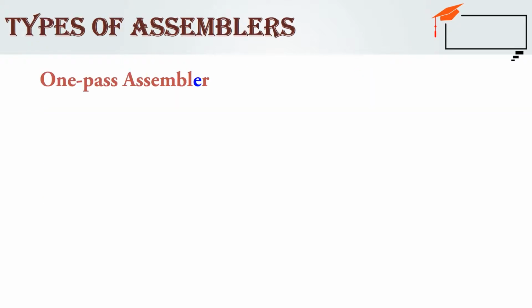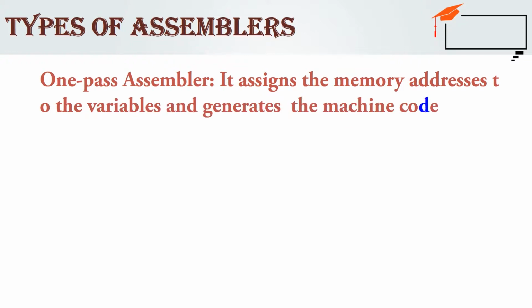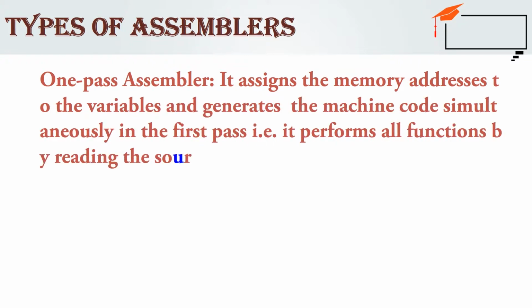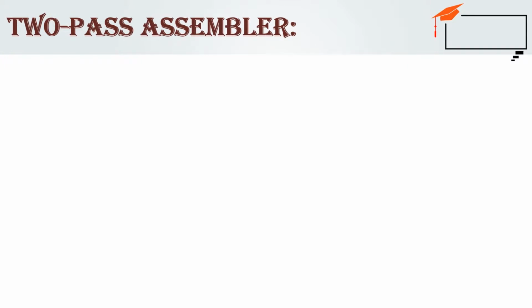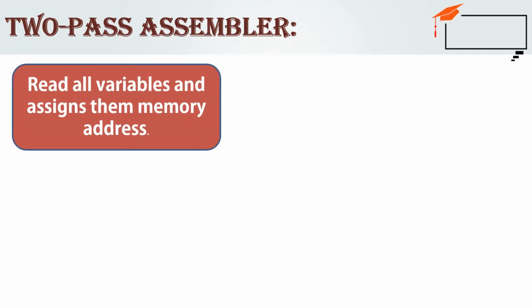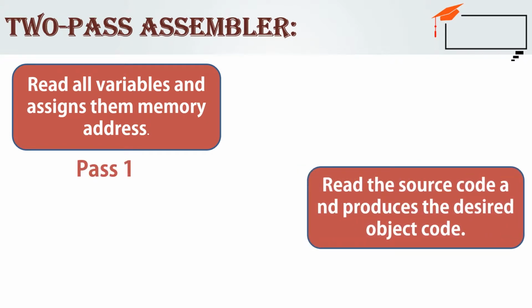3. One-pass assembler. It assigns memory addresses to the variables and generates the machine code simultaneously in the first pass. That is, it performs all functions by reading the source file once. 4. Two-pass assembler. The assembler reads the source code in a first and second pass. It reads all variables and assigns them memory addresses in the first pass, and then reads the source code and produces the desired object code in the second pass. This type of assembler reads the source file twice.